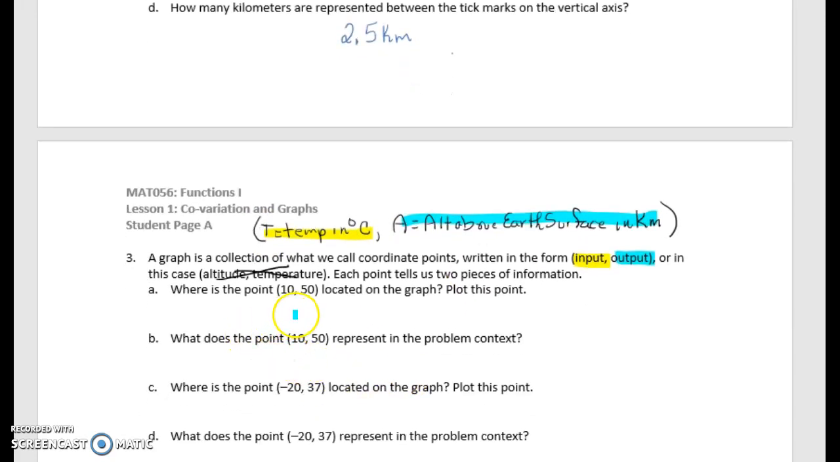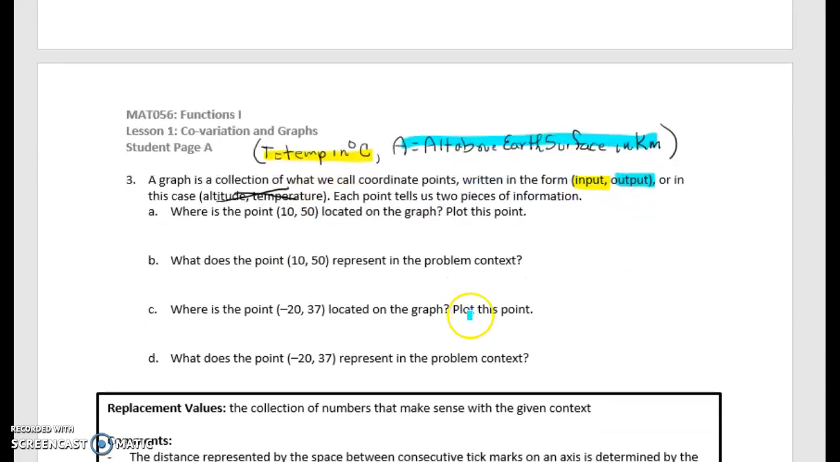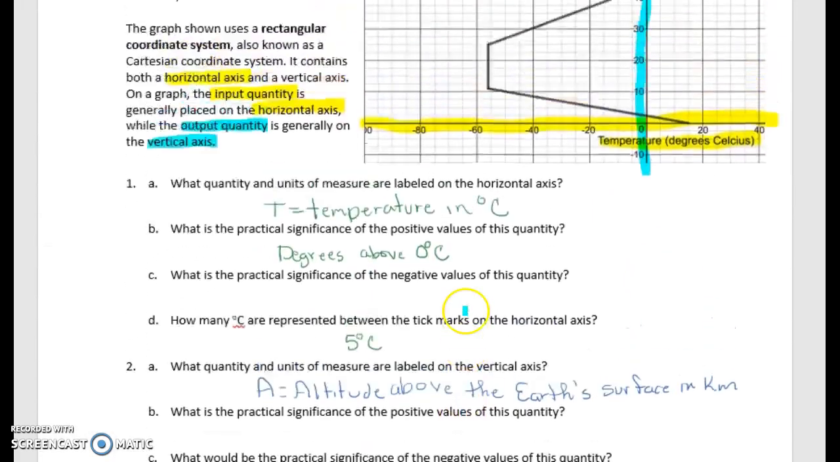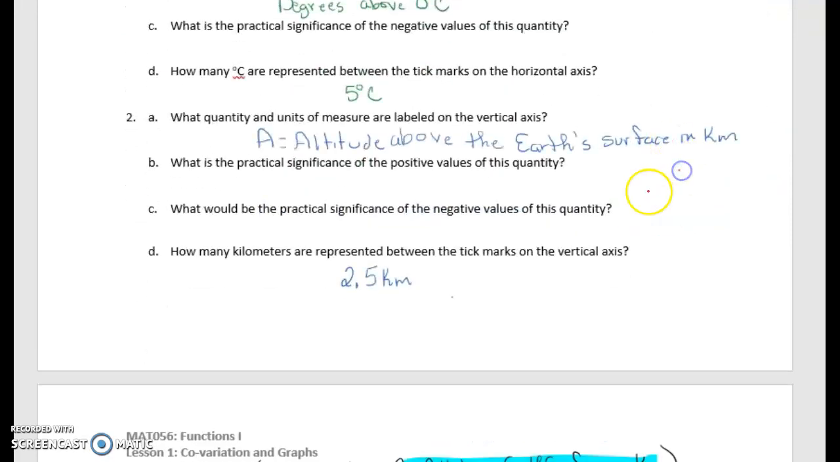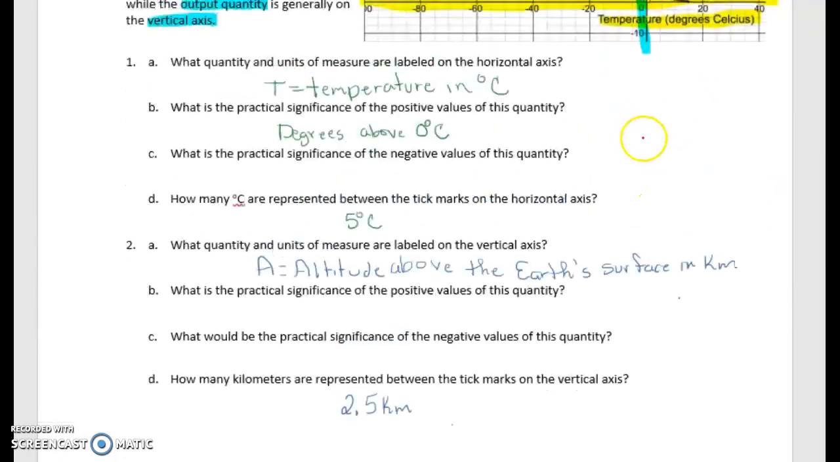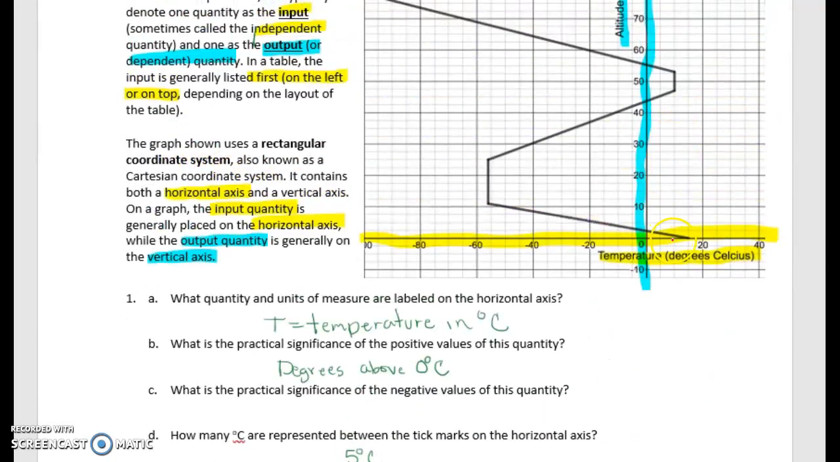So where is the point 10, 50 located on the graph? We can go back to our graph, and 10 is an input value, and 50 is our output value. So we have 10 and 50 is right here. Okay.